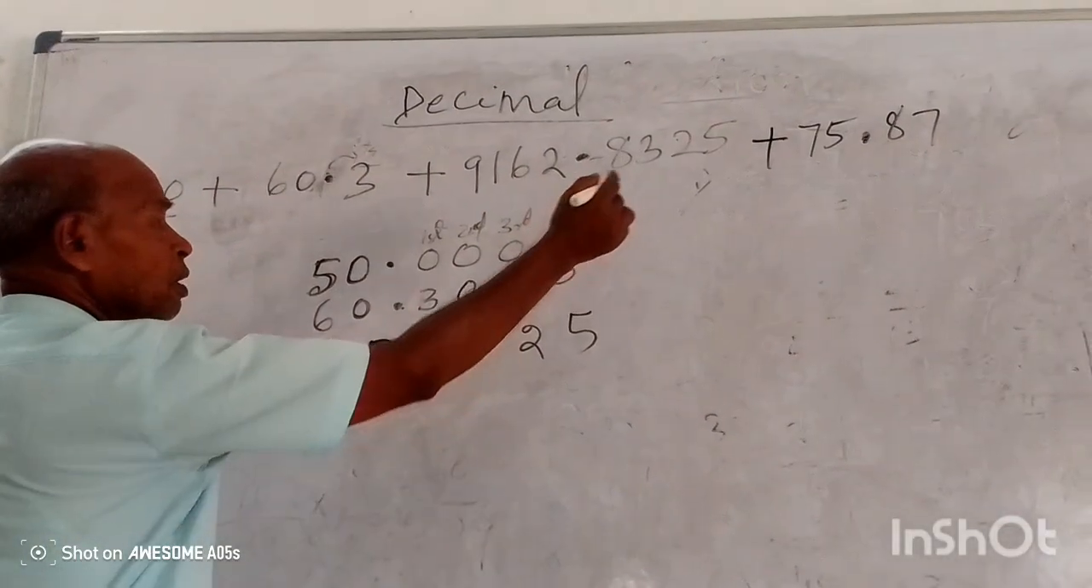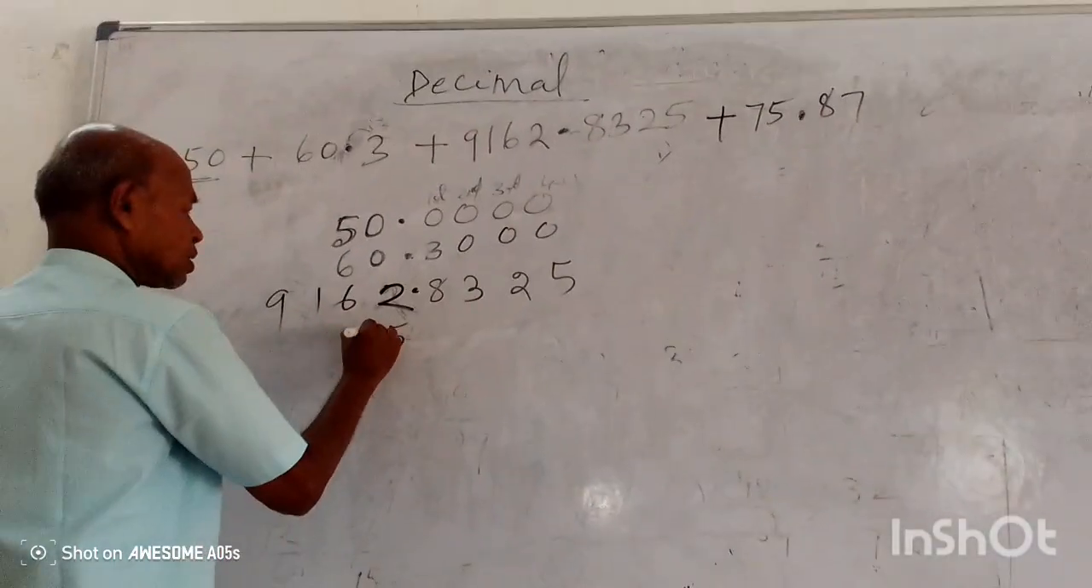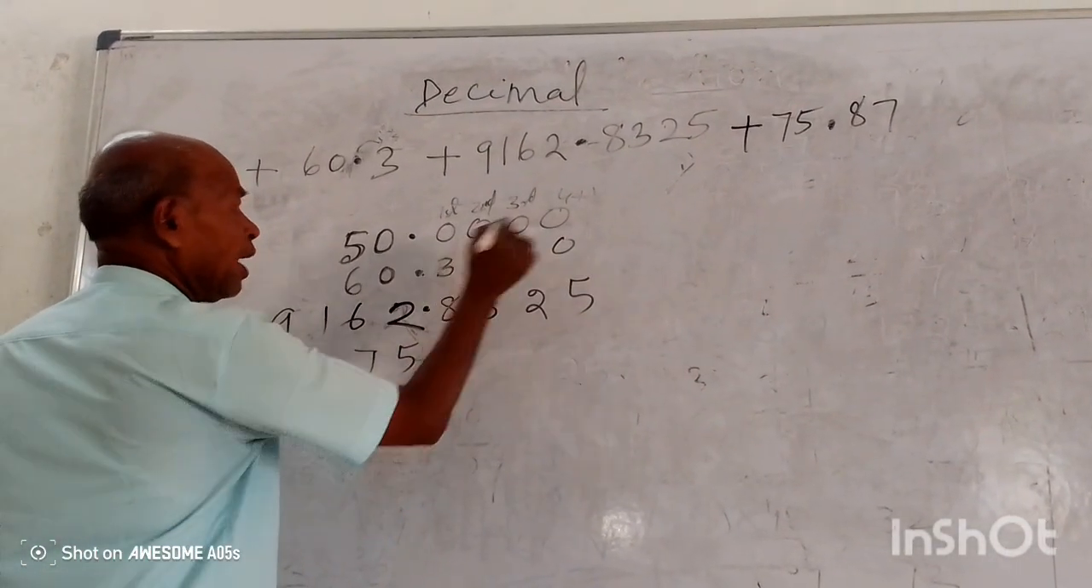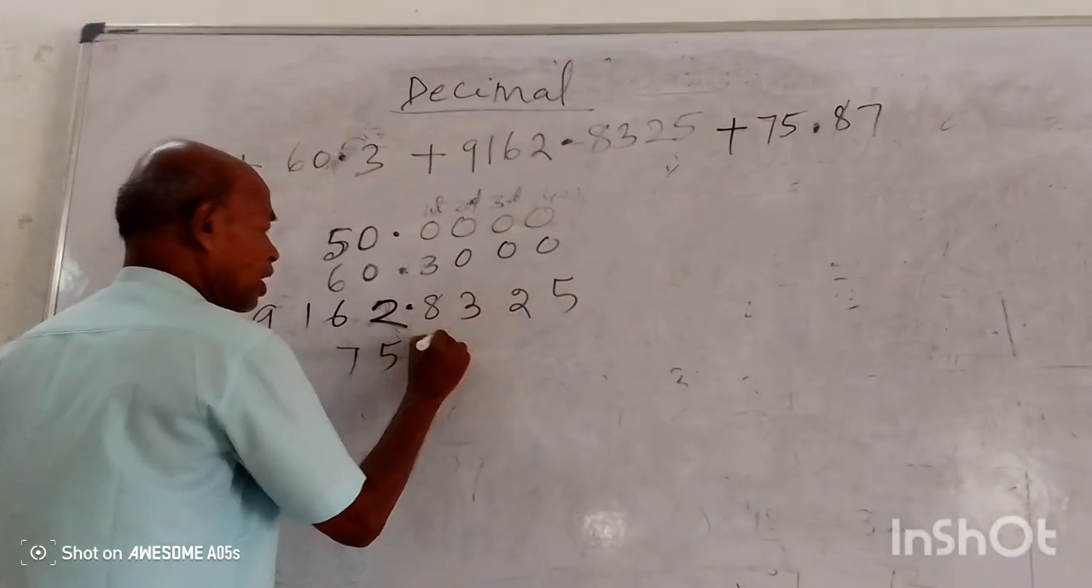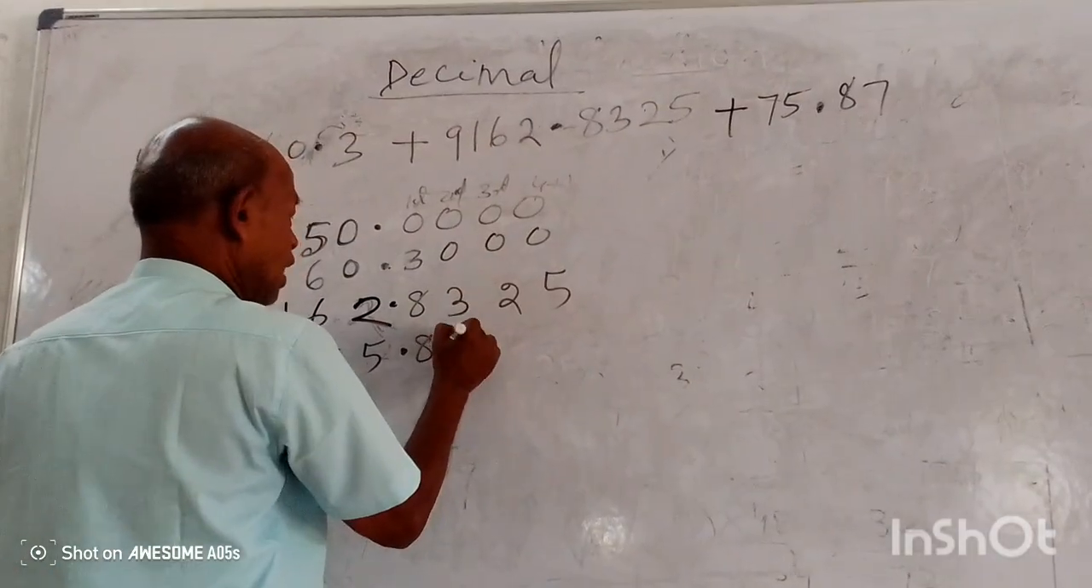Now here 75.87. Here 5, 7.8. 8 is in the first place, so you will write 8 here, and 7 is in the second place, so you will write 7.